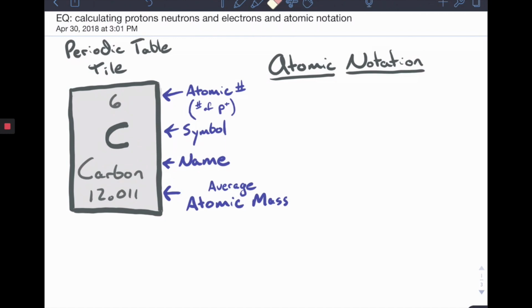However, you'll never actually find any carbon atom that has exactly that mass. You'll have some that are 12 and some that are 13, but you never find one that is exactly 12.01 because it's just not possible.